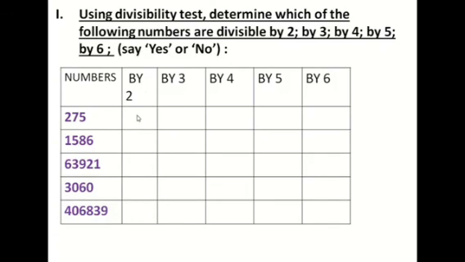If it is divisible by 2, you will write yes. If it is divisible by 3, you will write yes. If it is not, then write no. And work out for all the numbers, means by 2, by 3, by 4, by 5, by 6. If you try for 275, you have to try for all the numbers. Where it is yes, write yes, and where it is no, you have to write no.